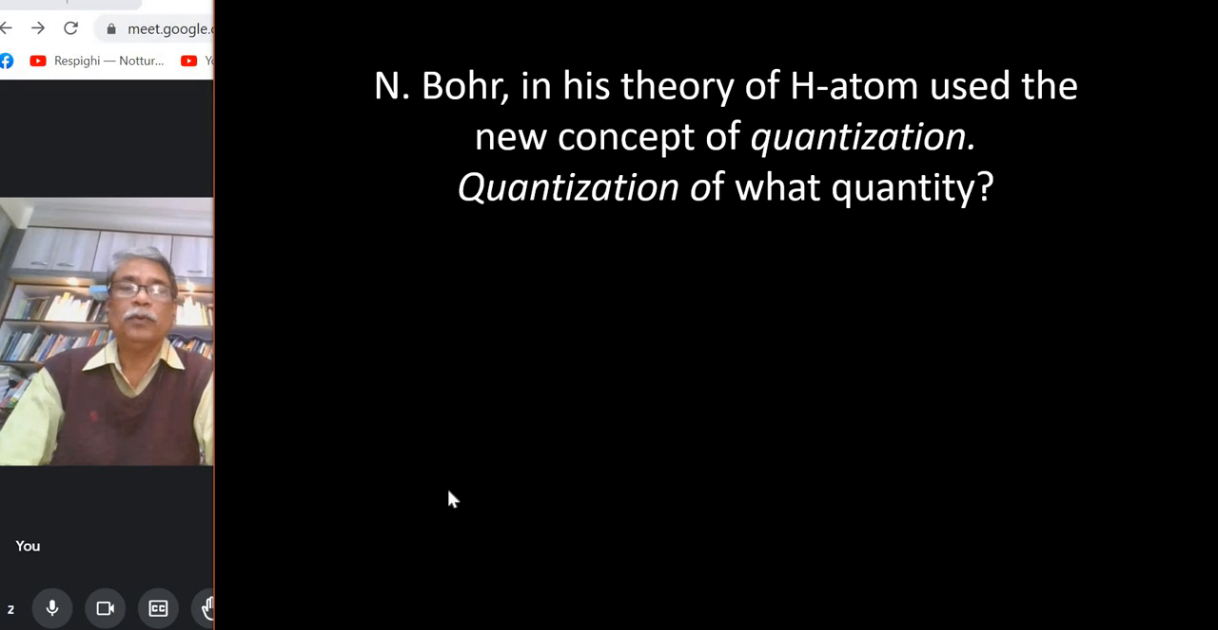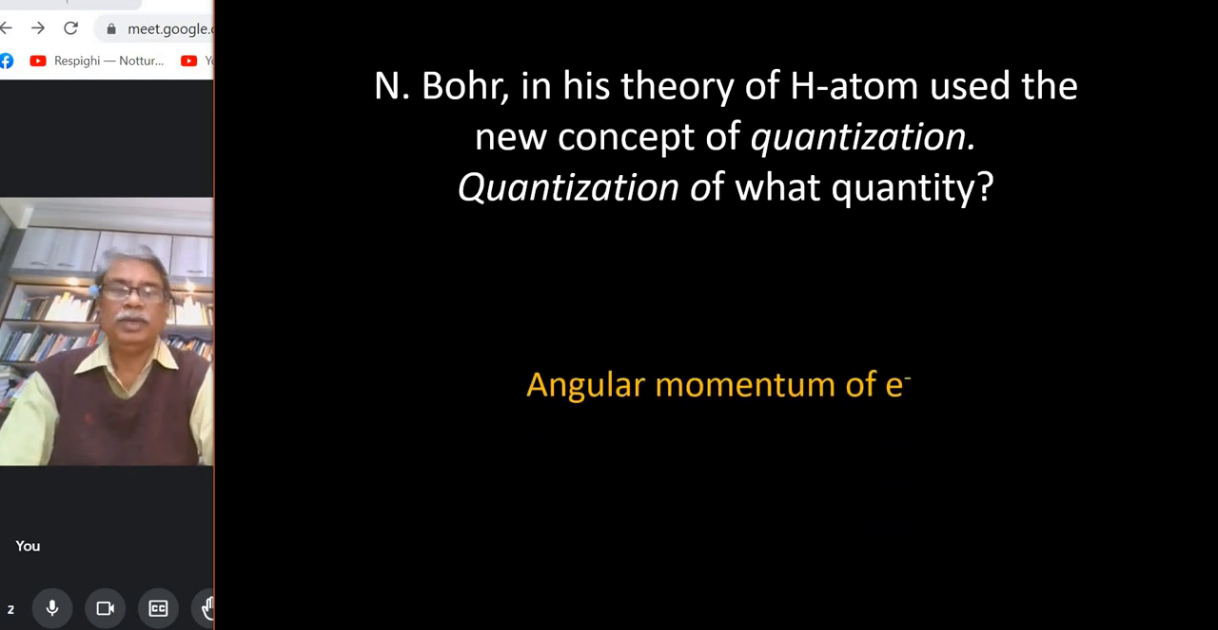Next, Niels Bohr, in his theory of the hydrogen atom, used the same concept of quantization, but this time quantization of what quantity? That is the question. As a class 11, 12 student knows, it is the angular momentum of the electron. In the case of Planck, it was the energy emitted from the black body. In the case of the hydrogen atom, it was the electron's angular momentum.